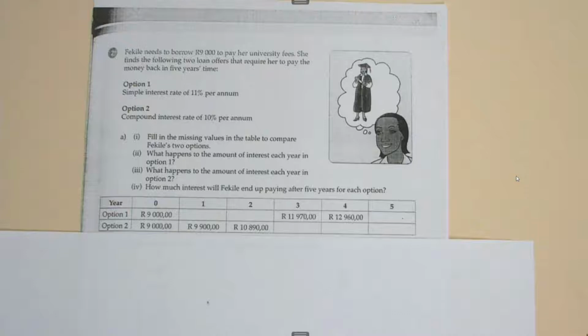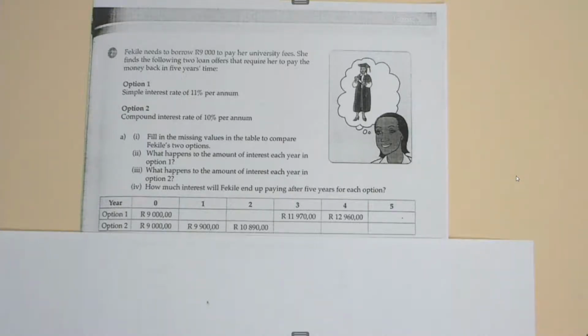So the first question says on the table, we are having the year, we are having option 1 and option 2. So there are gaps on year 1, year 2, year 3, year 4, as well as year 5. Meaning we must be able to calculate the amount accumulated during those number of years. So when we look at year 0, it is when the investment starts. Fikile needs to borrow 9,000.